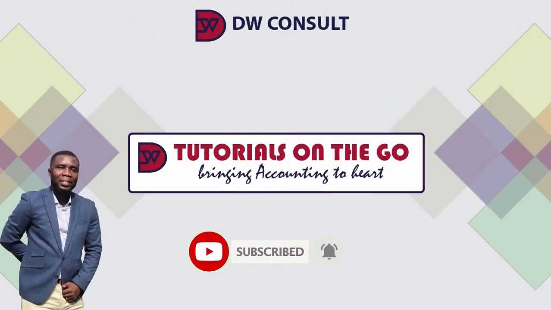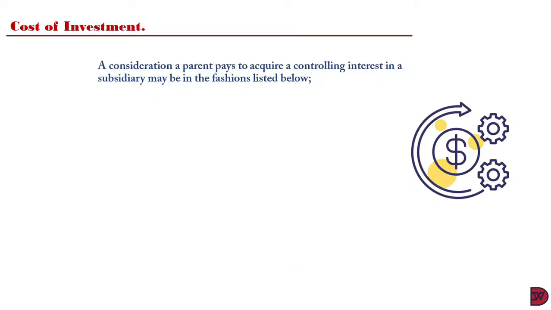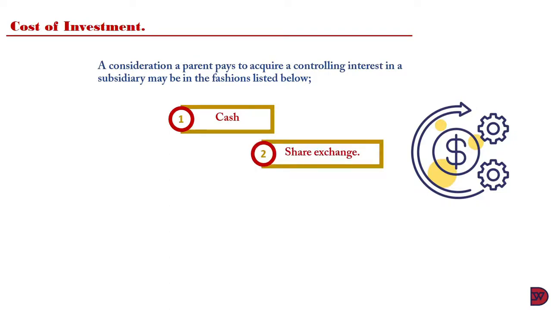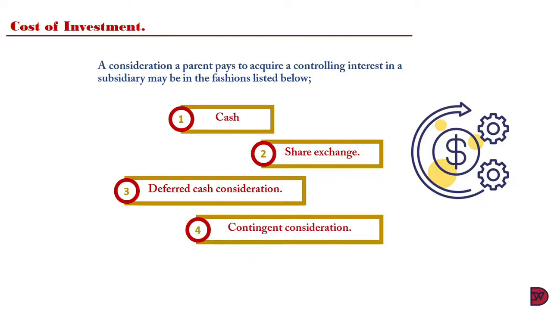Now, to this episode's lecture. Cost of investment. This is the consideration, that is, the amount a parent pays to secure a controlling interest in a subsidiary. There are four types a consideration may take. The first is a cash consideration. Second is a share exchange. Third, a deferred consideration. Then lastly, a contingent consideration.